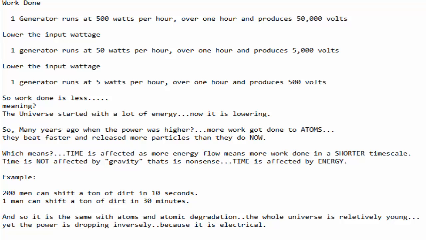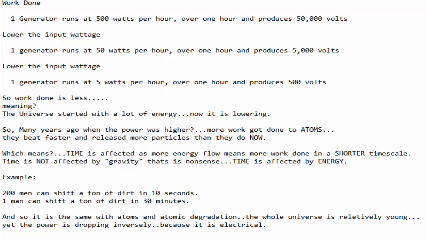The reason is that energy is becoming trapped in matter and it can't escape. Basically, everything is coming to dust and the energy is just floating around in space and cannot interact with anything. So many years ago, when the power was higher, more work got done to atoms and everything else, geology, everything else. They beat faster and released more particles than they do now. That means it looks like things are older, because more work has been done based on what we know today looking at atoms. Hundreds of thousands of years ago, everything beat faster.